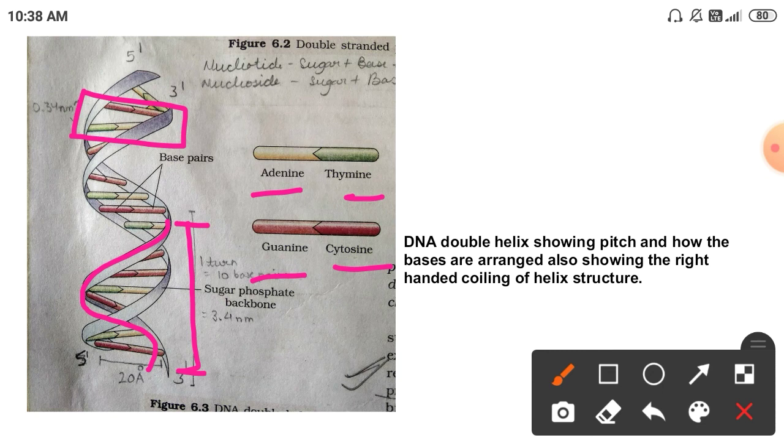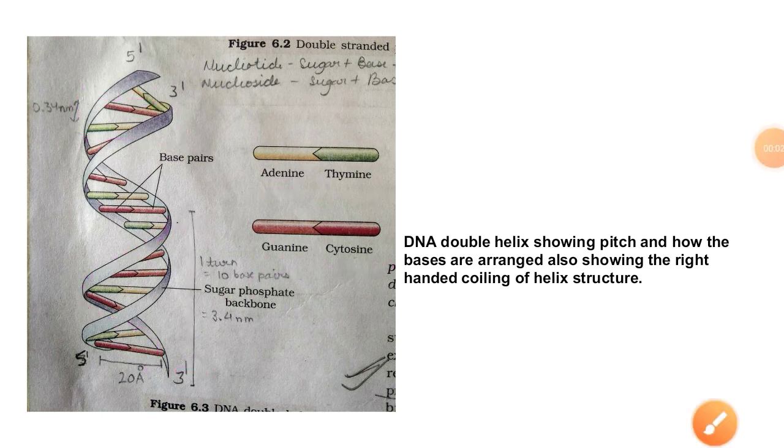Here you can easily identify the pairing of the nitrogenous bases with different colors. I hope you have understood the concept now. With this, I complete this topic of DNA double helix structure as given by Watson and Crick, and I have also discussed the points of the Chargaff rule.